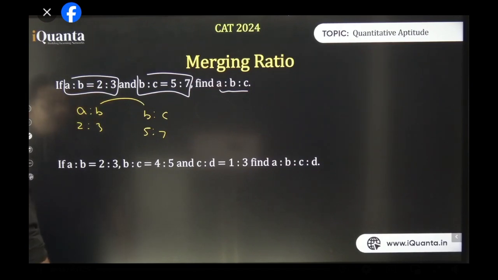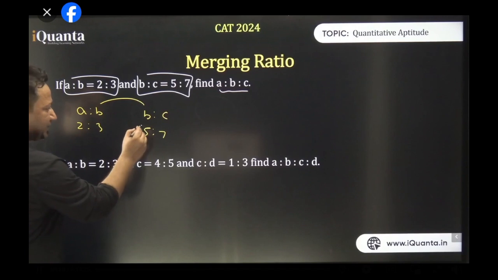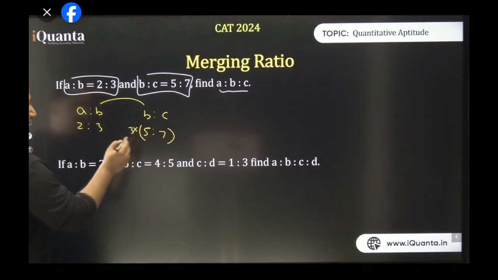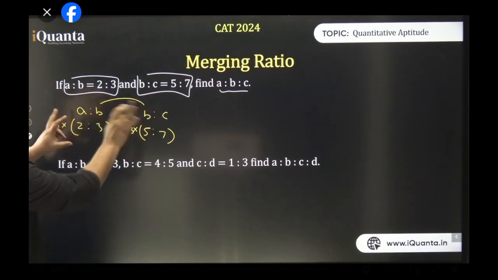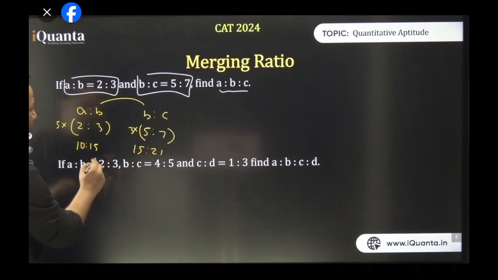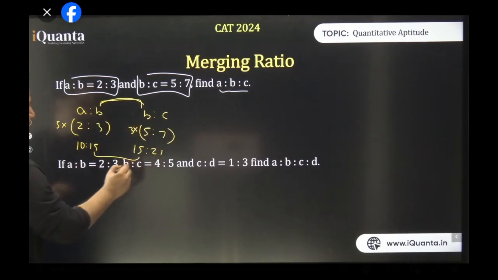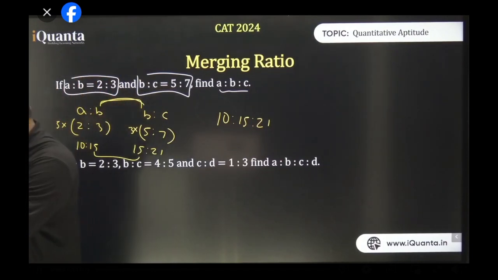B is common. So here B is 3, I'll multiply this whole by 5, and here it is 5, I'll multiply this whole by 3. So what I'm trying to do is have the same exact number for both the B's. So they become 10 is to 15, and here it is 15 is to 21. Now B is common here, and B is common here as well. So our answer is 10 is to 15 is to 21. Is that clear, everyone? Basically, if you find the common value, you'll get the answer.